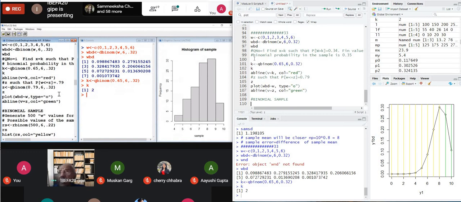Earlier, X is given, find the probability, whether it is dbinom or pbinom. Here it is the reverse way. Binomial probabilities are given, find the X value. This type of concept is used in a real example.